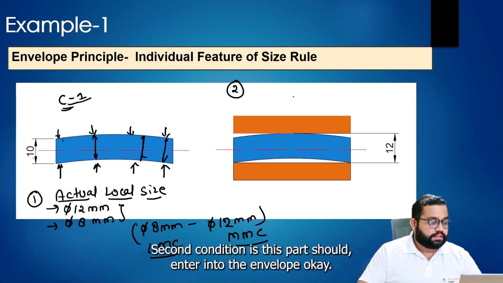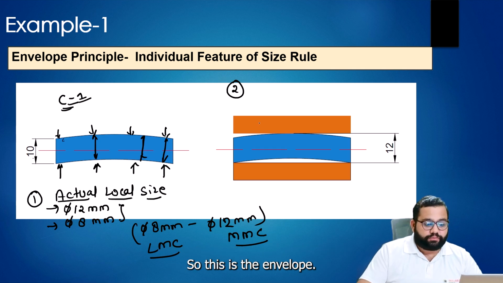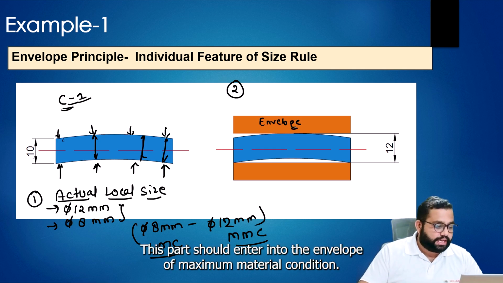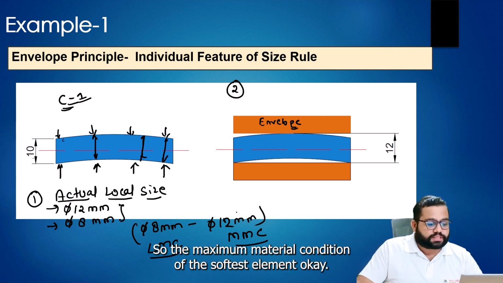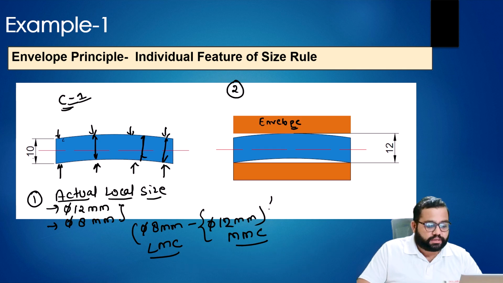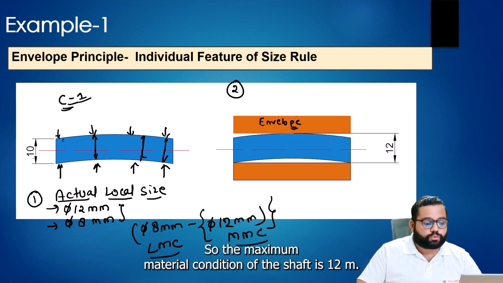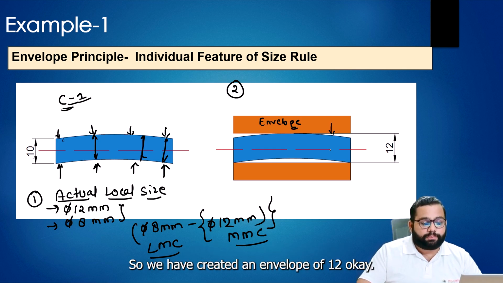Second condition is this part should enter into the envelope. Okay, so this is the envelope. This part should enter into the envelope of maximum material condition. The maximum material condition of the shaft is 12 mm, so we have created an envelope of 12 mm.